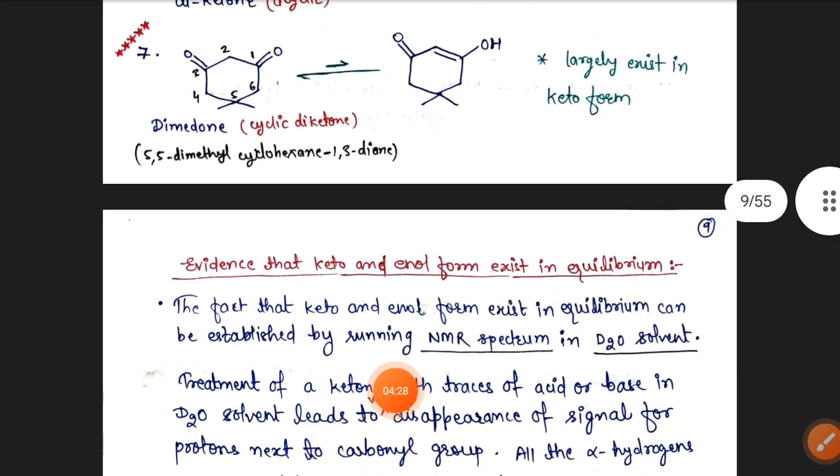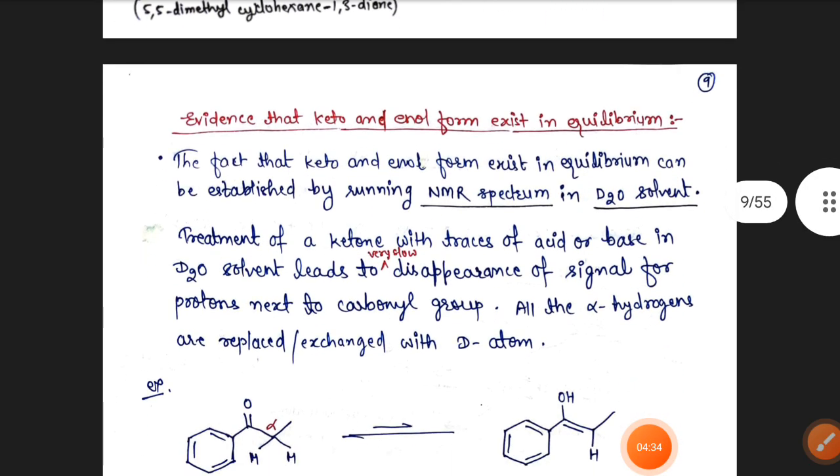Next, evidence that the ketone and enol forms exist in equilibrium. The fact that keto and enol forms exist in equilibrium can be established by running an NMR spectrum in D2O solvent. Treatment of a ketone with traces of acid or base in D2O solvent leads to very slow disappearance of the signal for protons next to carbonyl groups.